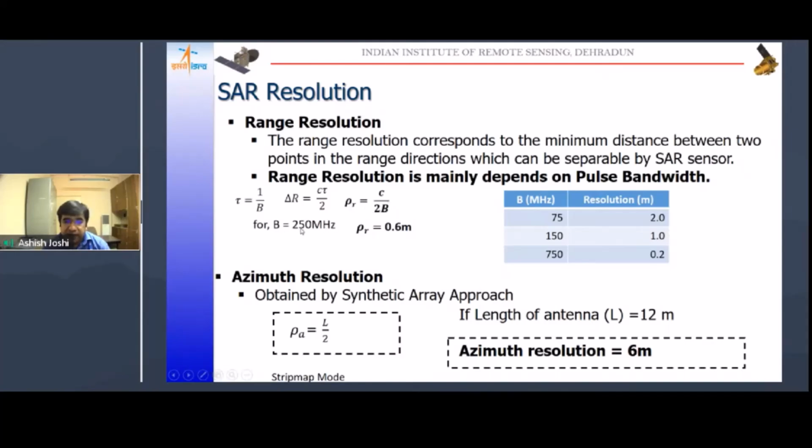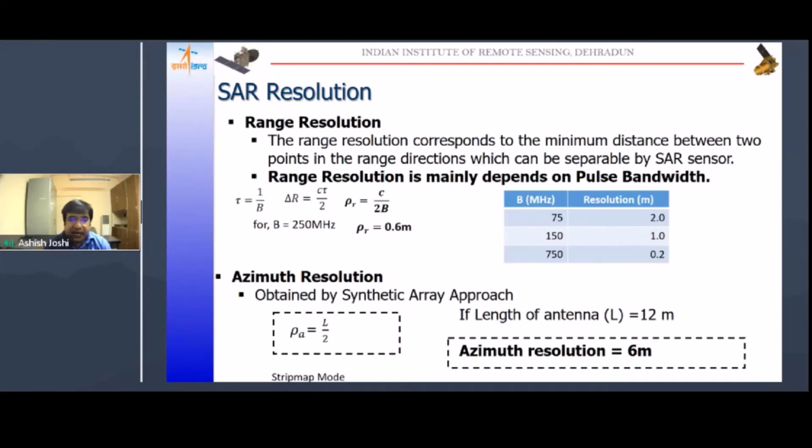If the bandwidth is 250 megahertz, then we get a range resolution of 0.6 meter. If we have bandwidths of 75, 150 and 750 megahertz, then the resolutions corresponding to these bandwidths are 2 meter, 1 meter and 0.2 meter. So this is the range resolution, which directly depends on the bandwidth at which we are illuminating with electromagnetic radiation.